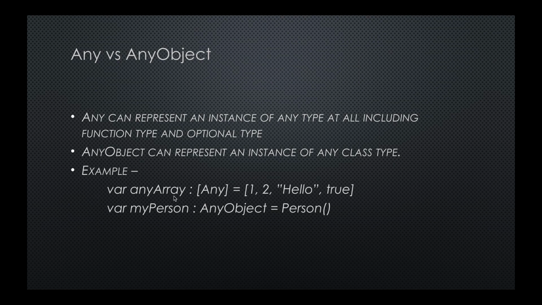So in this example, you can see an Any array. This array can hold integers, strings, and boolean, whereas my person is an AnyObject and it holds a Person object. So AnyObject can be used with class type, whereas Any can be used with data types and function types and optional types.